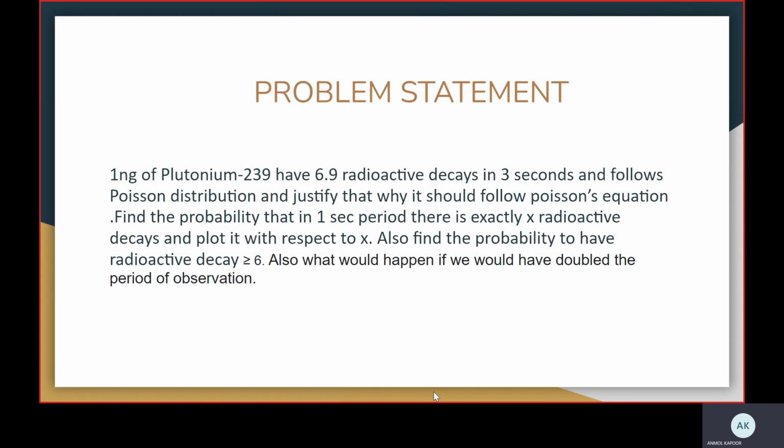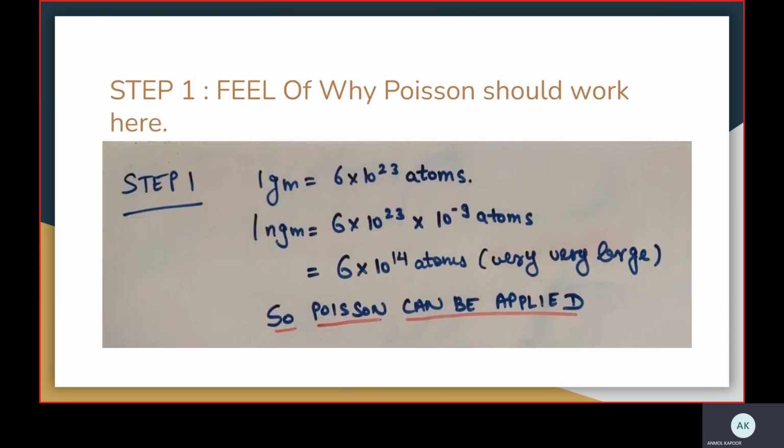finite value. So coming to the problem statement, it is given to us that 1 nanogram of plutonium, which is a radioactive material, has 6.9 radioactive decays in 3 seconds and it follows Poisson distribution. So first we are going to justify why the Poisson distribution is correct. We know that 1 gram has 6 into 10 to the power 23 atoms. Therefore, 1 nanogram will have order of 10 to the power 14 atoms, which is very large. So lambda comes out to be a constant because n is very large and p is therefore very small. So lambda can be taken as a finite value and therefore we can use it in the Poisson random variable equation.